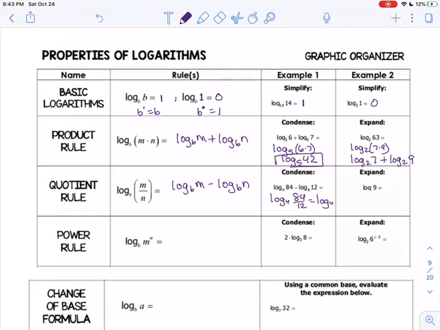Okay, and when I'm condensing them and I have subtraction, I'm bringing them together, I am going to just divide those. And 84 divided by 12 is 7. And when I expand it, I'm just looking for something that equals 9. So I could say log of 81 over 9. And then when I expand it, that's division, so I will subtract them.